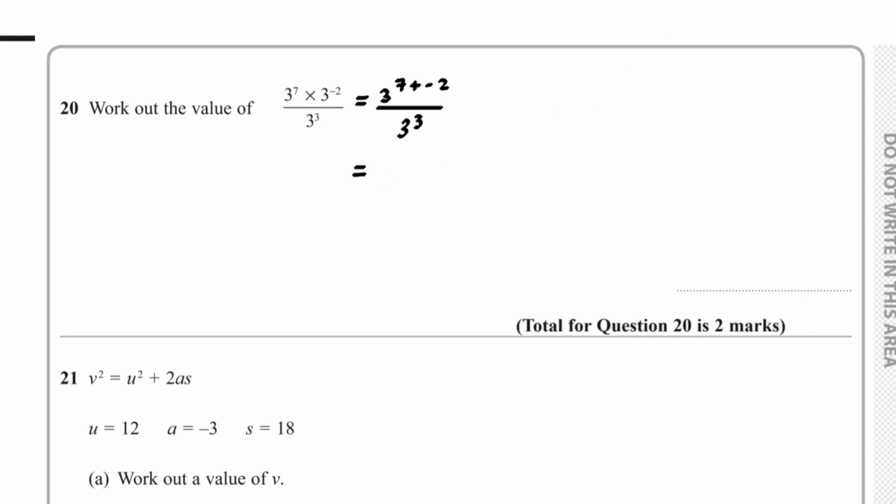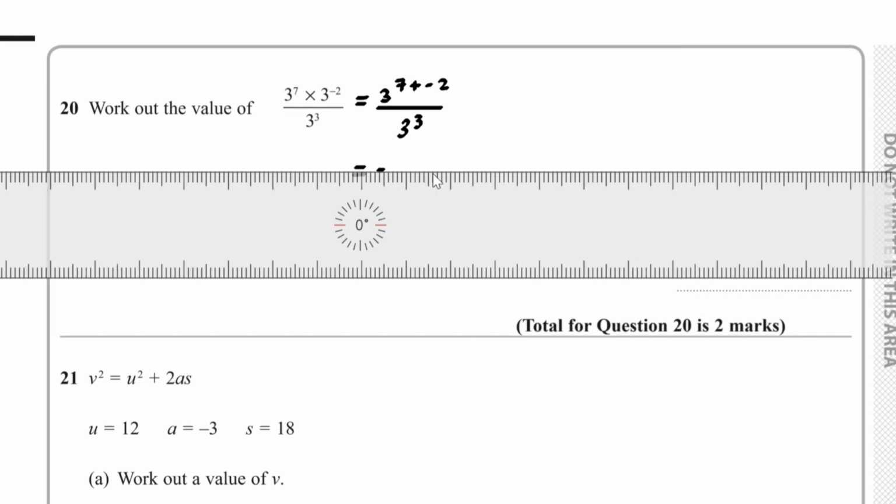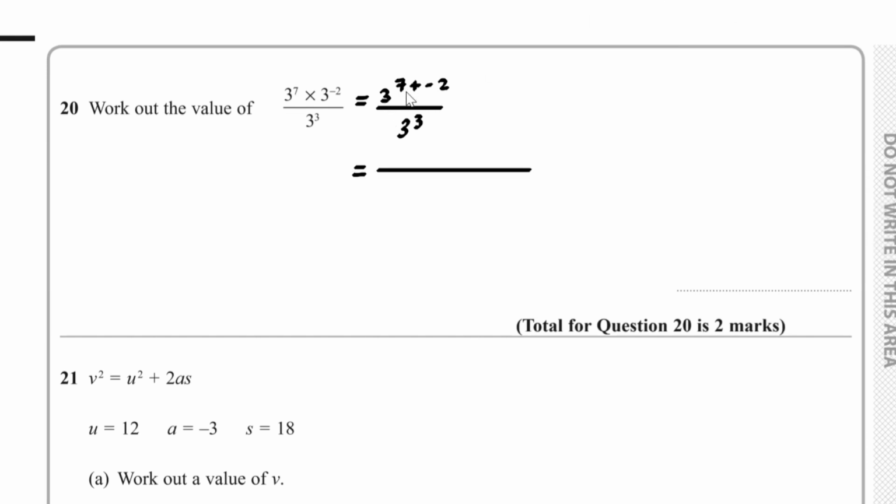So 3 to the power of 7 plus minus 2, that's 3 to the 5. And then I'm dividing this by 3 to the power of 3. And now because I've got the same base and I'm dividing, I subtract the powers. So I have 3 to the power of 5, subtract 3. In other words, 3 to the power of 2. And it turns out we get 9.